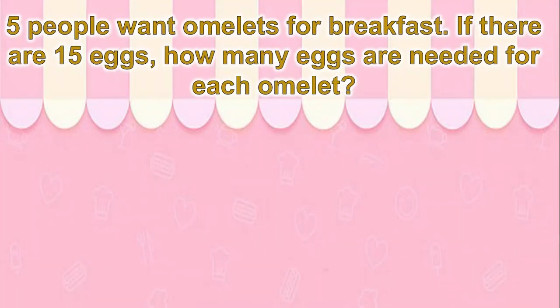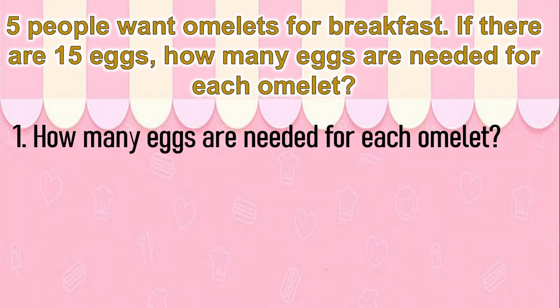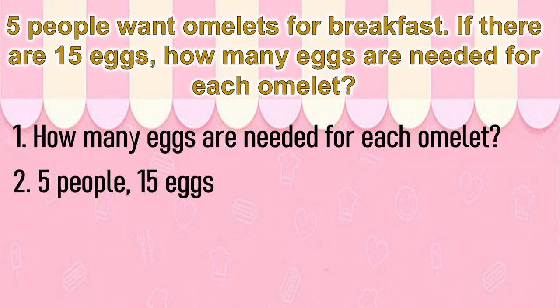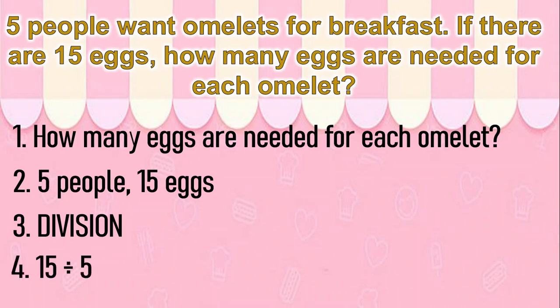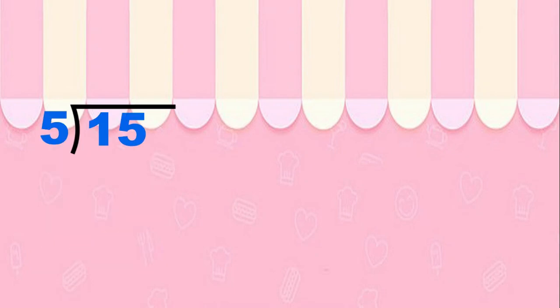Another example here. 5 people want omelets for breakfast. If there are 15 eggs, how many eggs are needed for each omelette? So identify what is asked: how many eggs are needed for each omelette? The second step is the given facts, which are 5 people and 15 eggs. The operation that should be used is division, and 15 divided by 5 is equal to n is our number sentence.